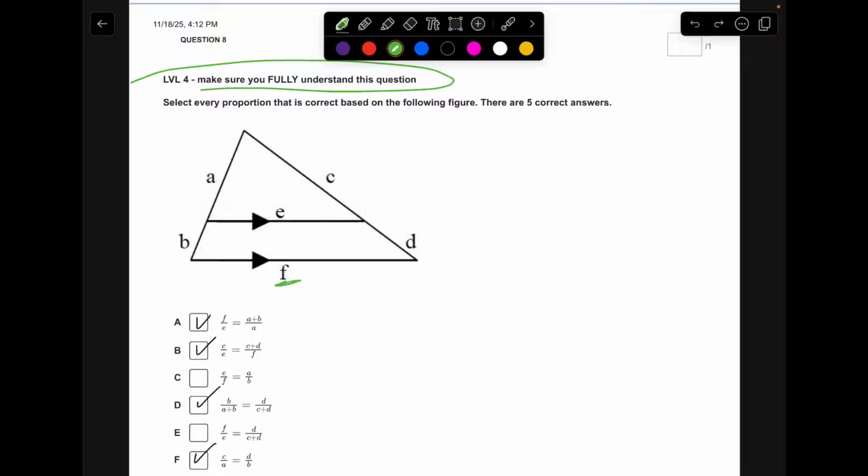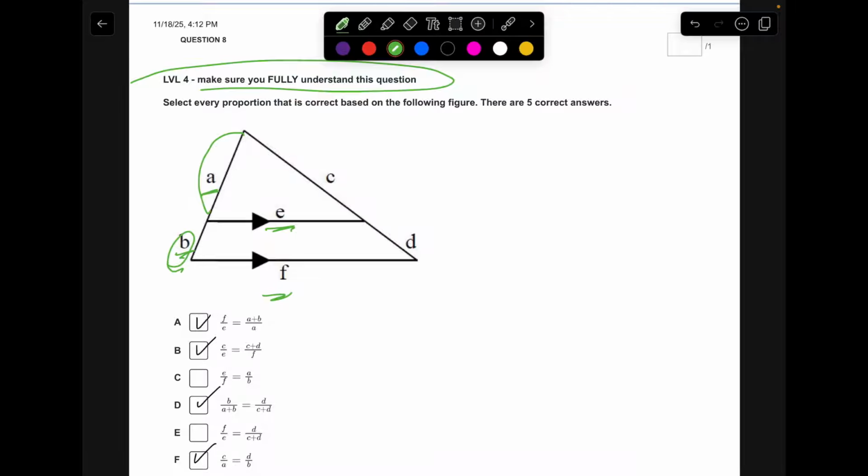If you're using the parallel lines, you have to go off the triangles. That's correct. C over E, that's right over bottom, would need to equal right over bottom. Nailed it. Perfect. E over F, bottom over bottom, equals A over B, equals left over not left.